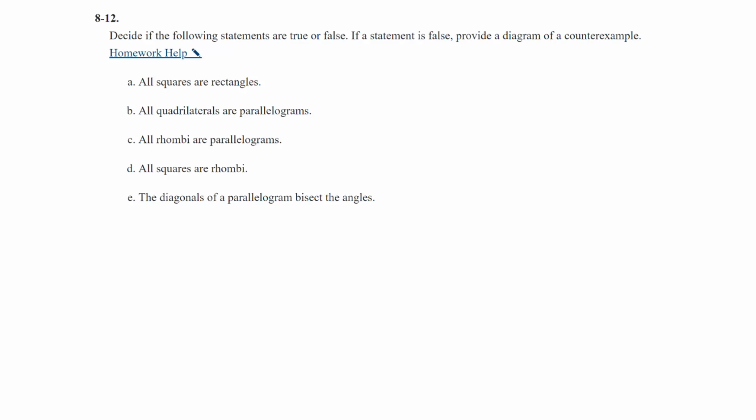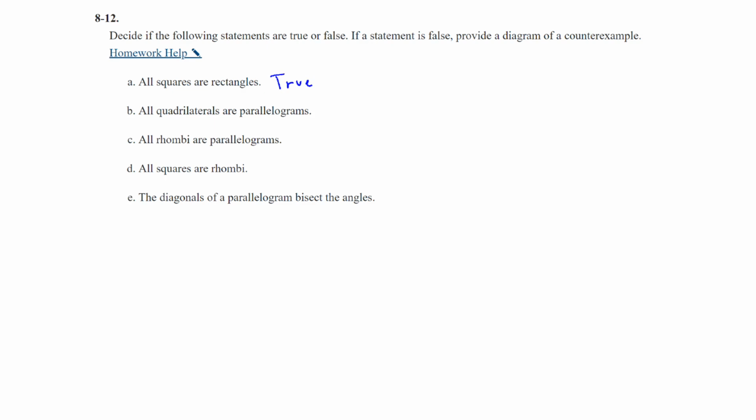Question 12. Decide if the following statements are true or false. If a statement is false, provide a diagram of a counterexample. So let's go ahead and take a look here. Part A, all squares are rectangles. And that is a true statement. All squares are rectangles. Now the other way, all rectangles are squares, is not true. But all squares will have the 4 right angles as well. So we're good there, so that's true. And all their side lengths will be the same, but for a rectangle that doesn't have to be, while for a square it is. So once again, that is true for all.